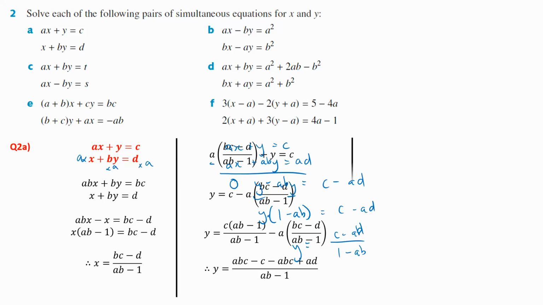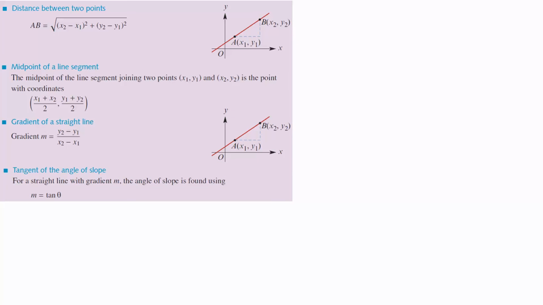2C. I'm just going to move on to 2C. 2C is the formulas. These are the formulas that you need to know. You already learned them in Year 11 Specialist. Distance formula: it's Pythagoras' theorem. You've got your midpoint formula, finding the average of your x values and the average of your y values. And then you've got your gradient, y2 minus y1 over x2 minus x1.